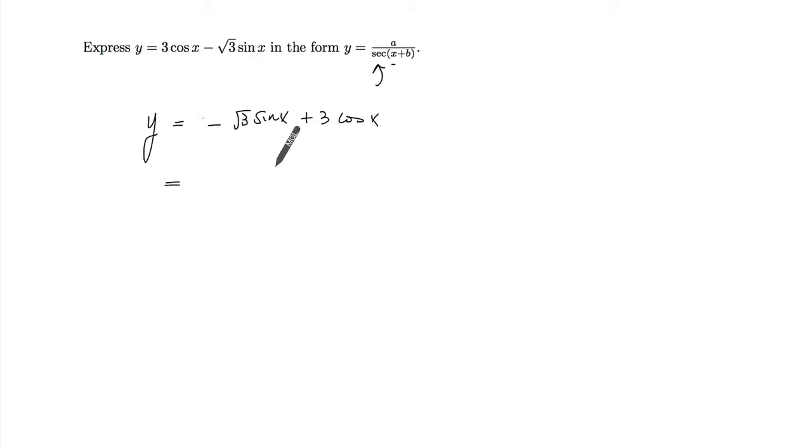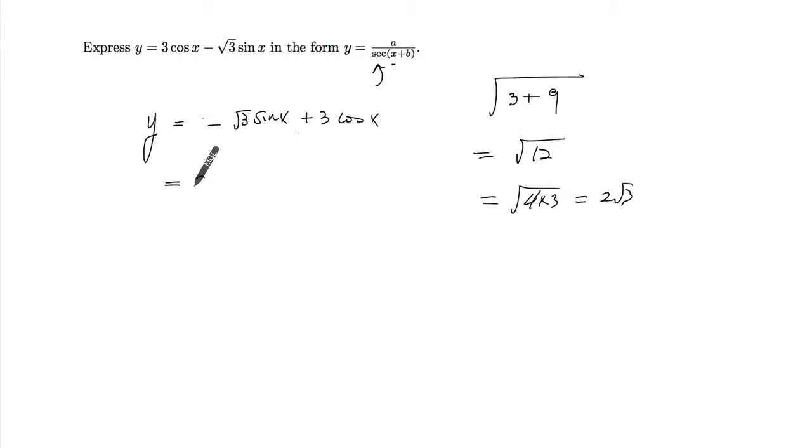What you want to do is factor out the square root of the sum of the squares. So you get 3 plus 9, which is root of 12, and this is 4 times 3. So you get 2 root 3. You want to factor out 2 root 3 here. Actually, let's factor out a negative. So we can factor out this negative here.